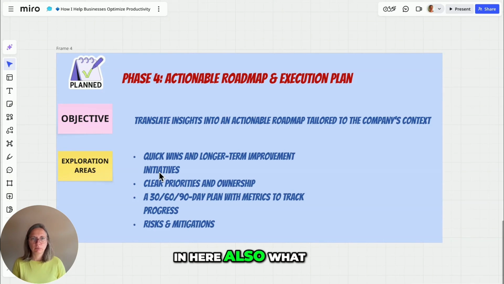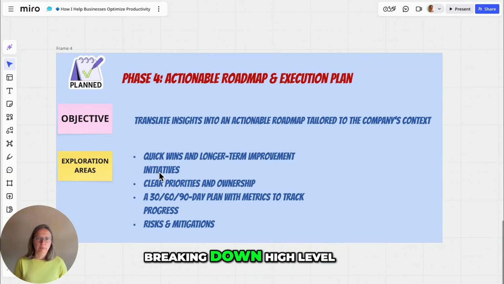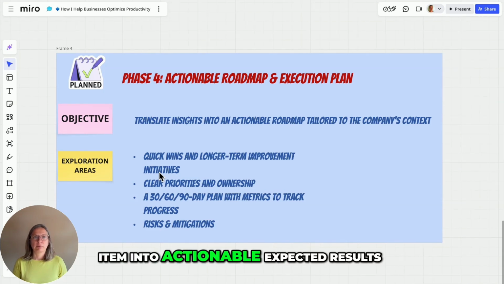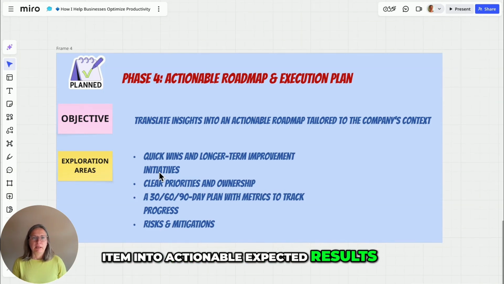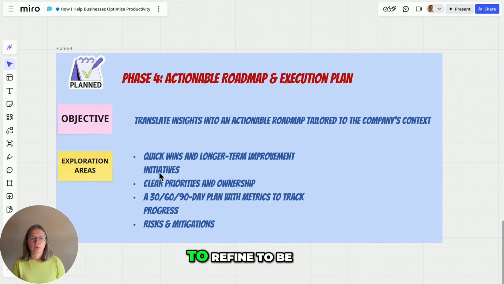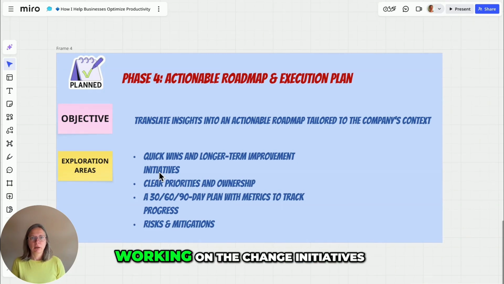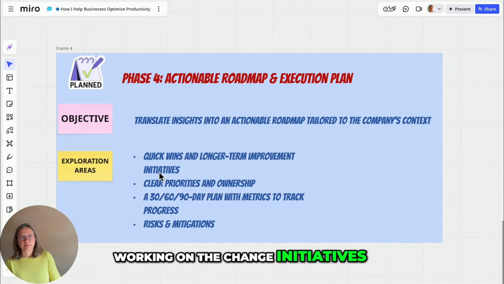Here, what might also be very useful would be OKRs, so you can consider having an objective and key results that you would define and design around your change initiative. That could be yet another way of breaking down a high-level initiative item into actionable expected results, and then use them to be refined together with the teams that will be working on the change initiatives.